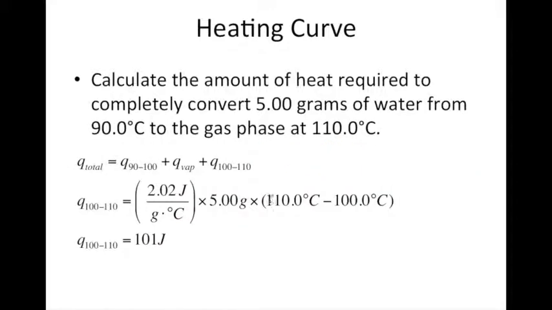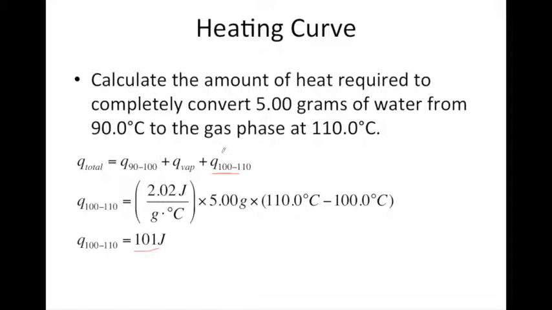Finally, I want to get the last number that I need here, which is my Q, the amount of heat it takes to get from 100 to 110. In this case, we're talking here about water vapor. So I need to take the specific heat of water vapor or steam times the mass times my change in temp, final minus initial. And again, my units cancel. I'll end up with joules, and I get 101 joules.